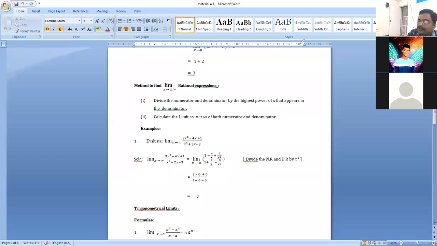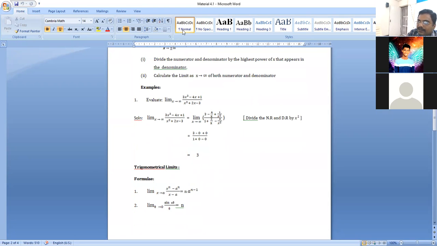Yes, sir. So next topic, trigonometrical limits. These are the important formulas. You have to remember these. Based on these formulas, they will ask you problems. Formula number 1: limit x tends to a of x power n minus a power n by x minus a equals n into a power n minus 1. Second property: limit theta tends to 0 of sin n theta by theta equals n. Based on this, we'll do problems. These are the formulas here.